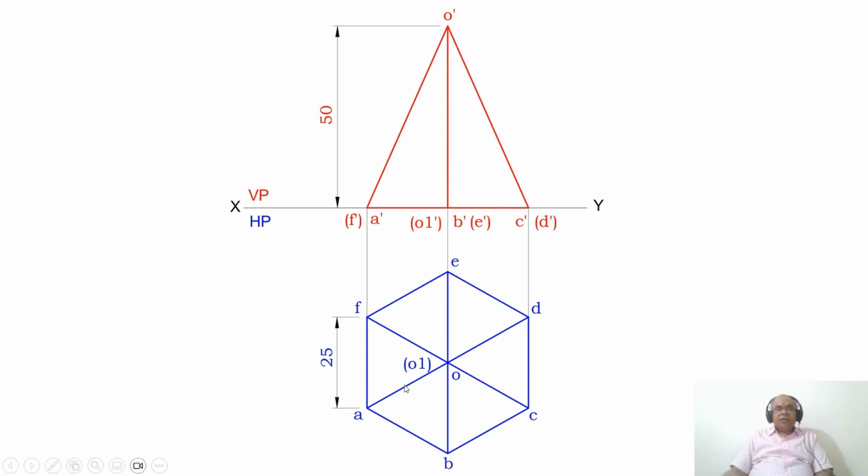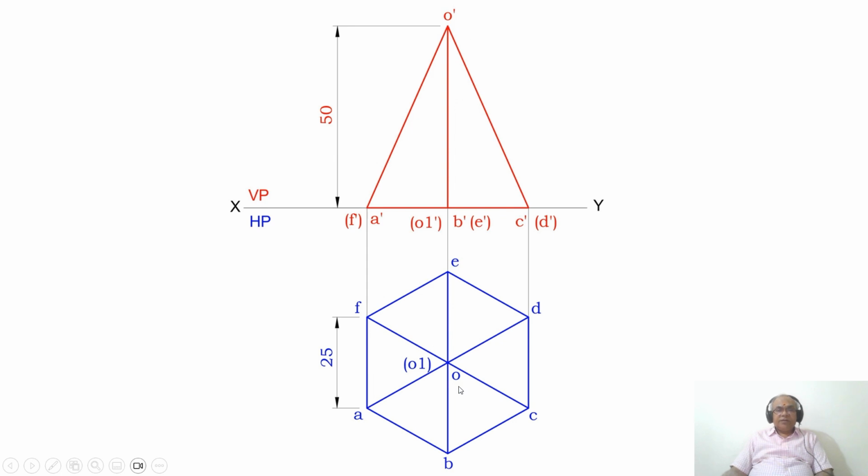How many triangular faces are there in this pyramid? You have 6 triangular faces: OAF, OCD, similarly OAB and OBC, similarly ODE and OEF. In this triangular face, the base edge is A dash F dash and this base edge is C dash D dash. When you see from the top view, A, B, C, D, E, F all are visible.